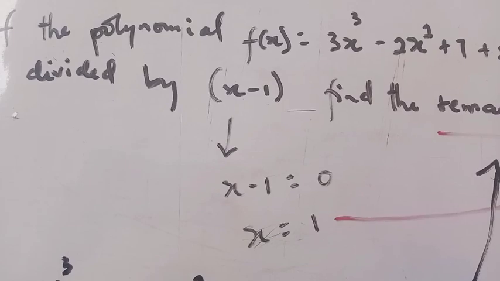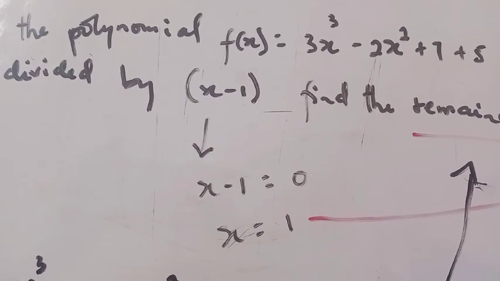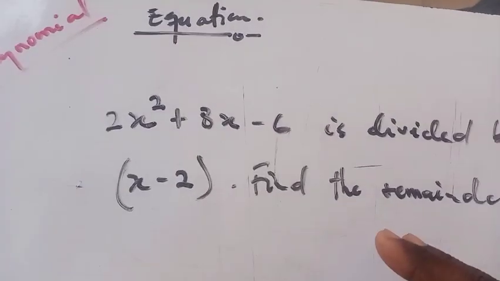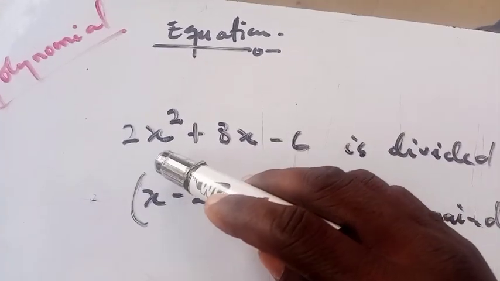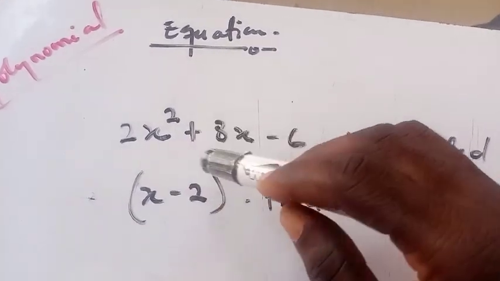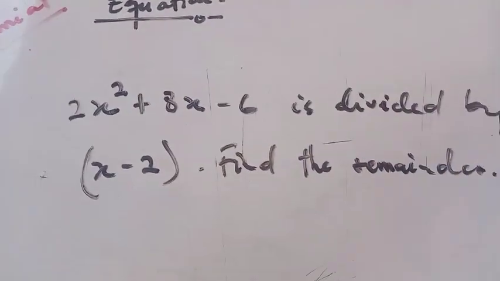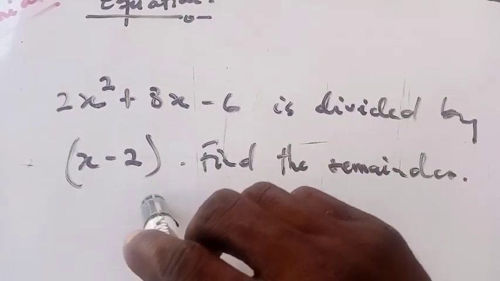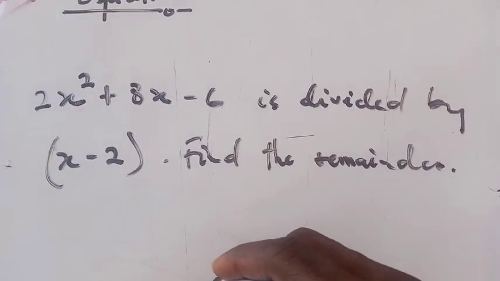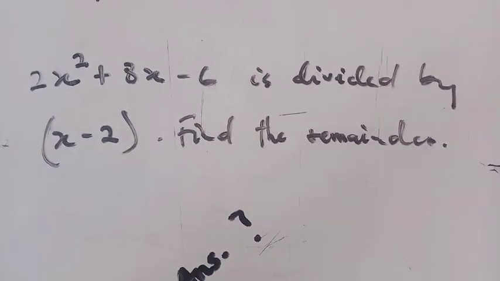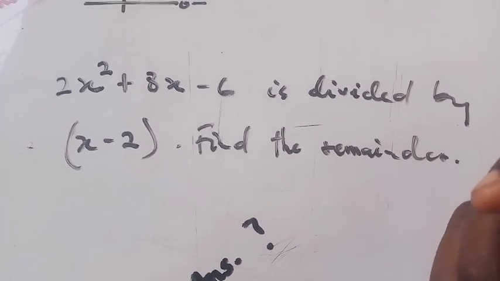When I give you something that goes this way, this particular question is for you. We have 2x squared plus 8x minus 6 being divided by x minus 2. You want to find the remainder. So give me your answer in the comment section below, right? That tells me that you are participating.